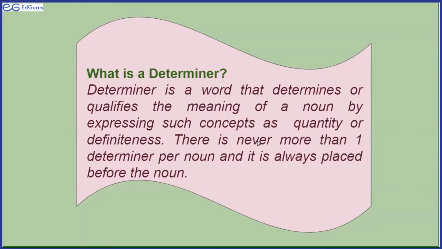There is never more than one determiner per noun. One determiner is used before one noun. A birthday party, the man, an amazing child, right? A black dog. A black dog. So that's how we are using. All right? Yes, just a minute.